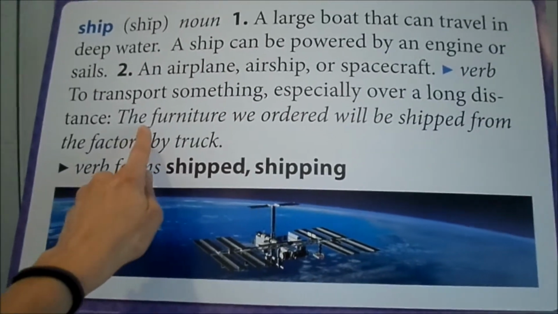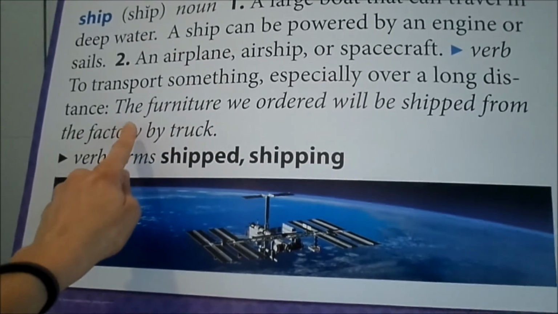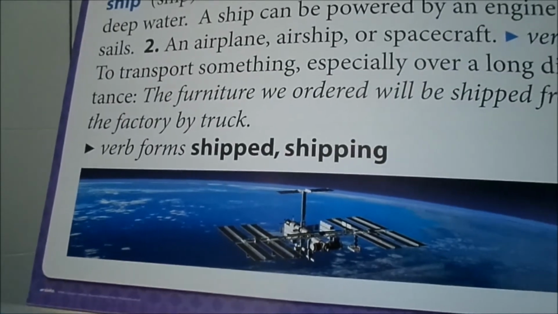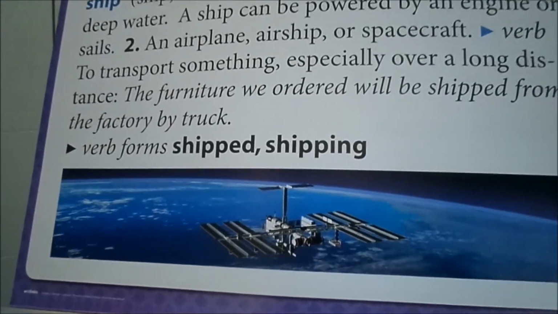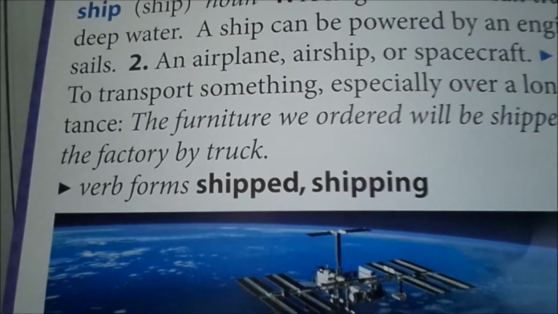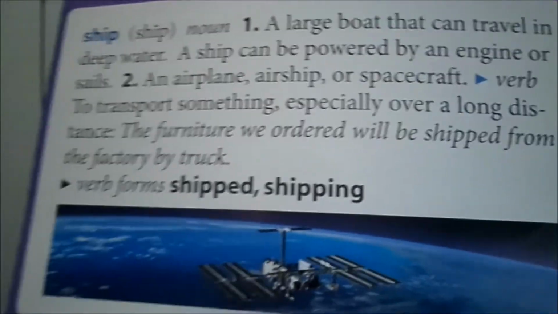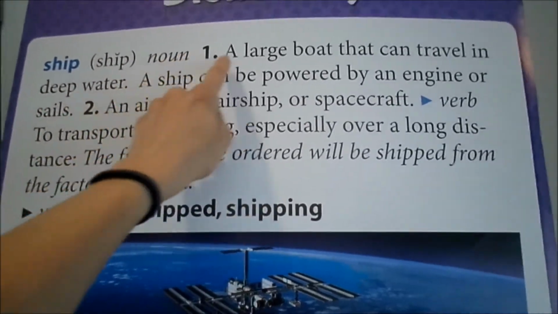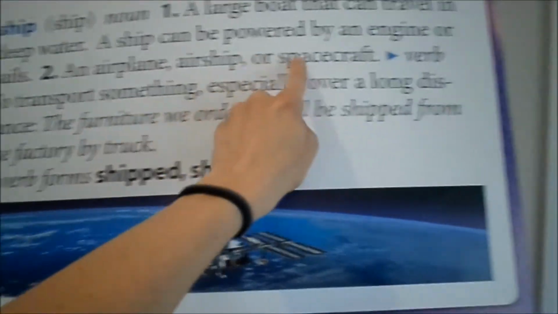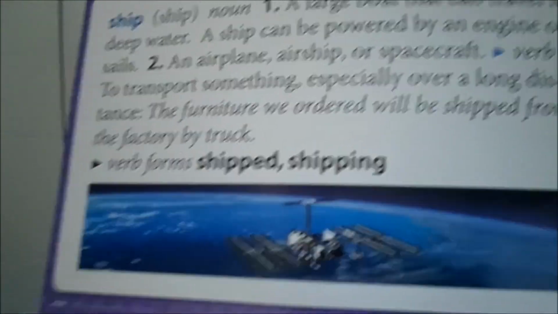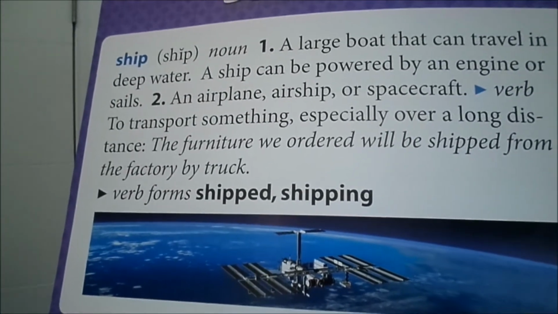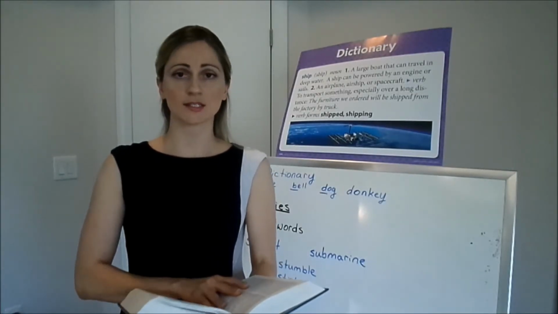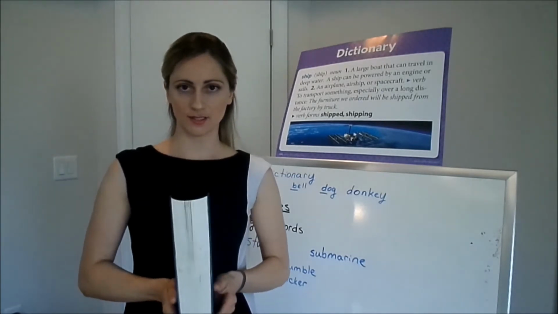And a good dictionary will often give you a good sentence to use the word in. To ship something, the furniture we ordered will be shipped from the factory by truck. Isn't that amazing? Look at what a dictionary can do for you. It'll help you pronounce it. You can see how to spell it. It'll tell you part of speech. It'll give you all the definitions that it may be. And it'll give you a sentence to use that word in. Isn't that great? Okay, and the last thing I wanted to talk to you about is the sections of a dictionary.